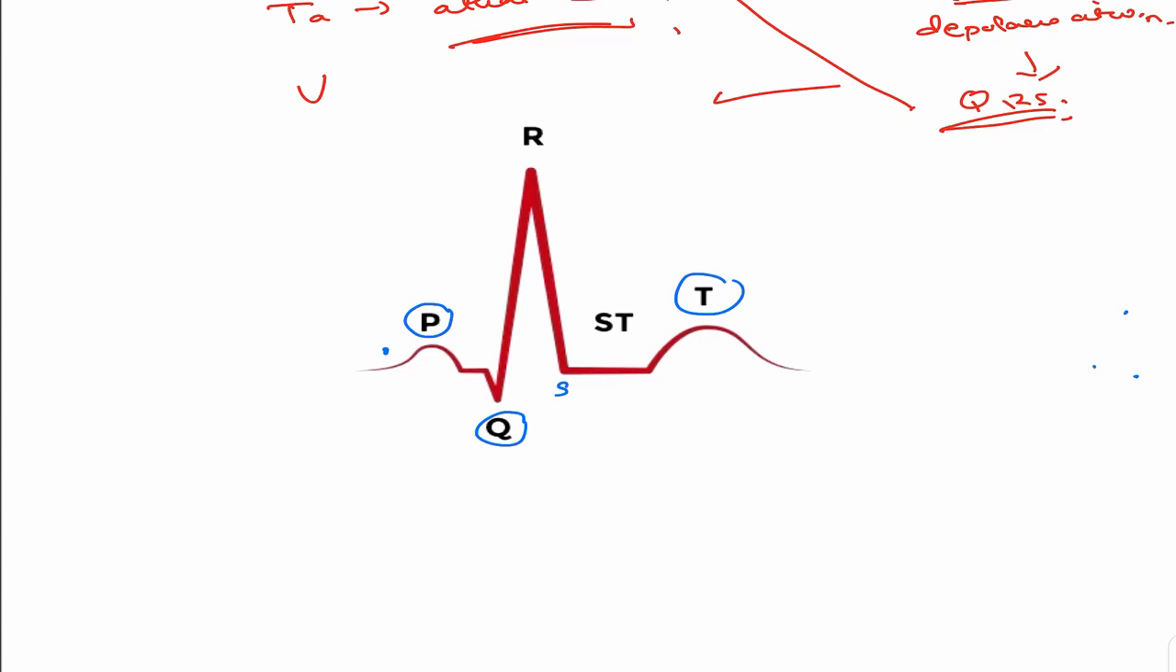Now what are segments? Which are the segments you have to know? First, you have understood what the waves mean. Okay, P wave is atrial depolarization, like that. So it's not a big problem. But let us understand more importantly the segments of the ECG.